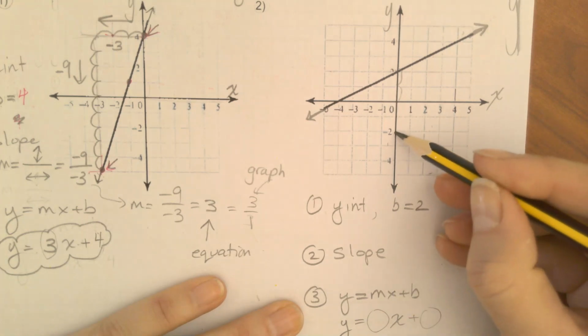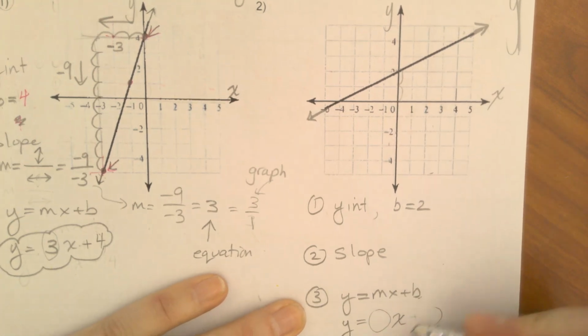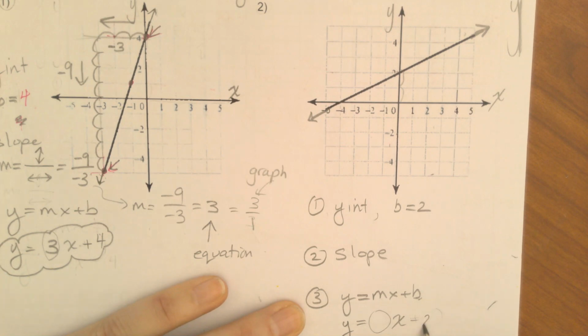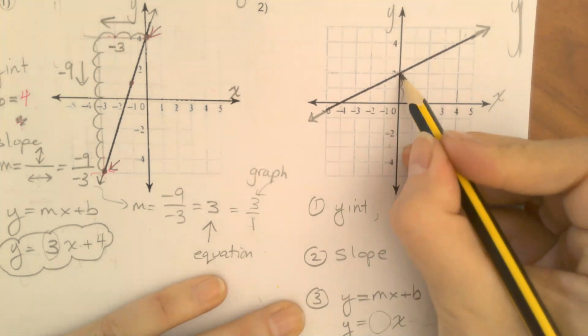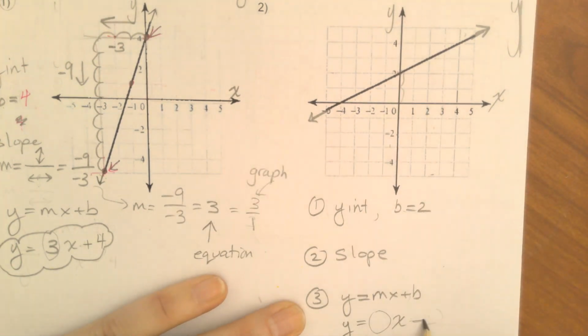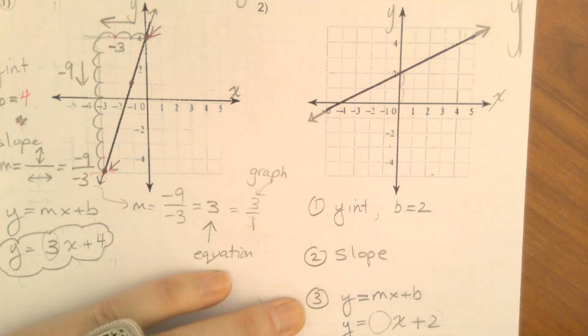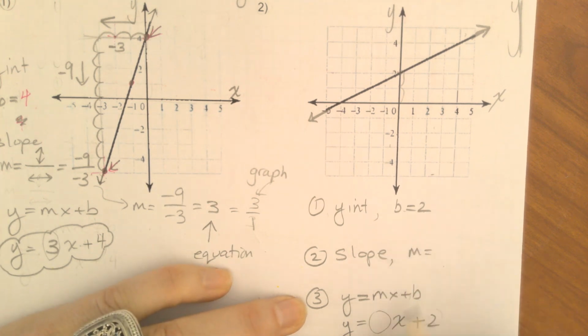But say it was down here with a negative 2. If it was negative 2, I'd put subtract 2. Okay, so it's not always going to be plus. So here, because it's a positive 2, I'm going to put plus 2 for my y-intercept. Now my slope is m.